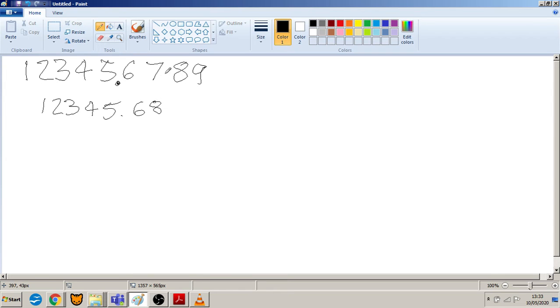Get that right, because sometimes you will be penalised if you're asked to do it to 2 decimal places and you just write 67. You'll probably lose a mark there. So just be careful. Make sure you get it to the right amount of decimal places and you round up or you round down.